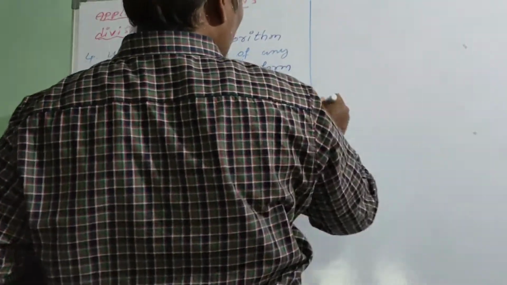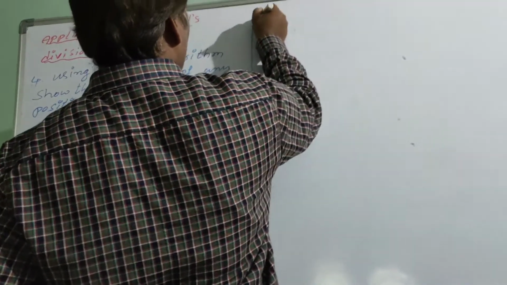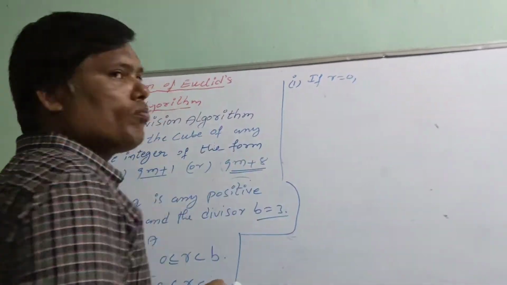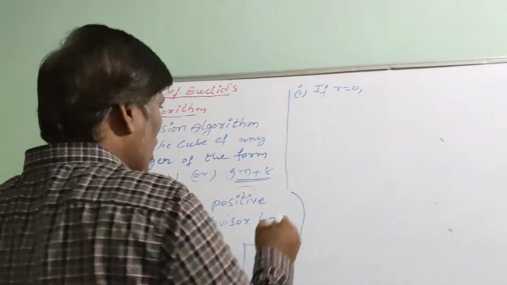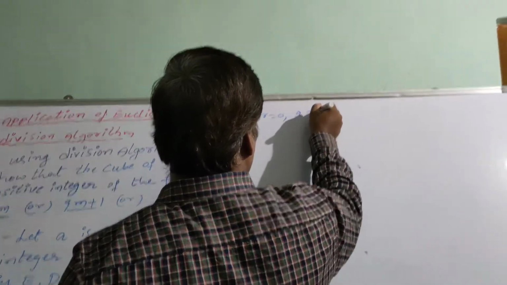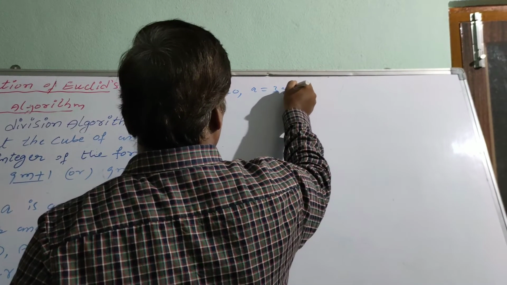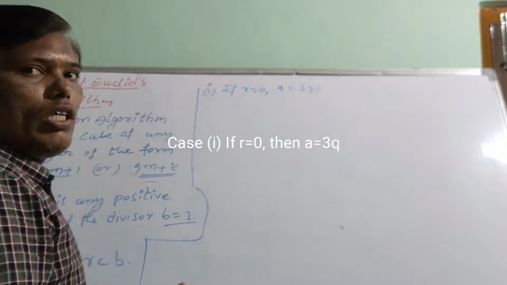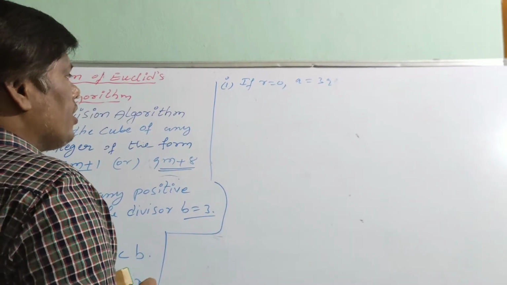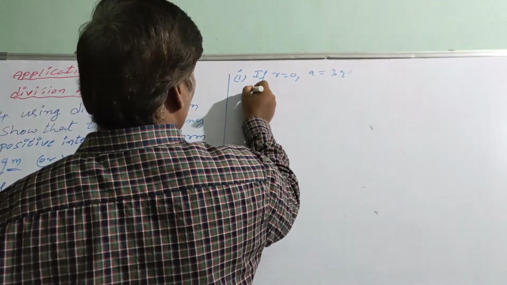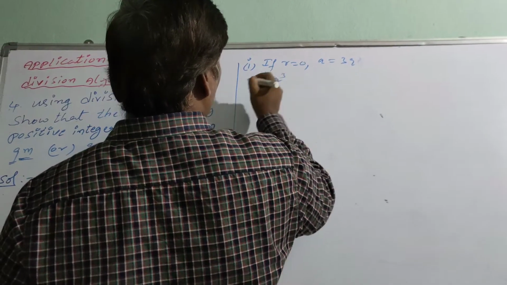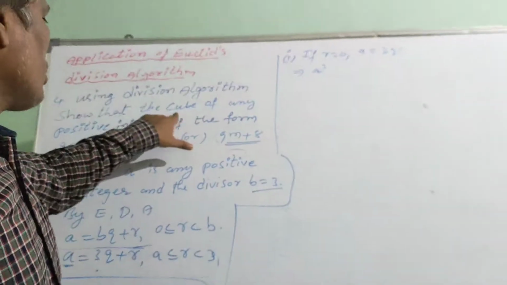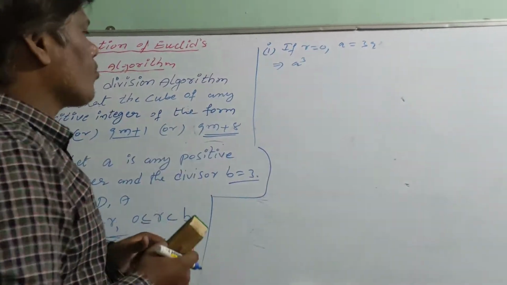When the remainder is 0. First case, if R is equal to 0, we have the number A is equal to 3Q plus R. Plus R means remainder 0, so it has no value. So A is equal to 3Q. Then we should get A cube, because we have to observe whether the cube of a positive integer is in the form of 9m or 9m plus 1 or 9m plus 8.